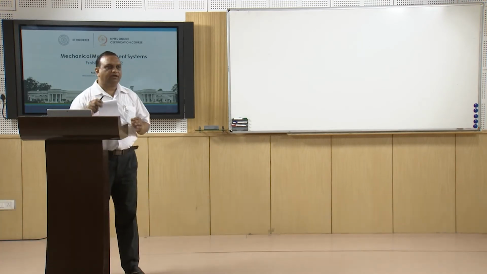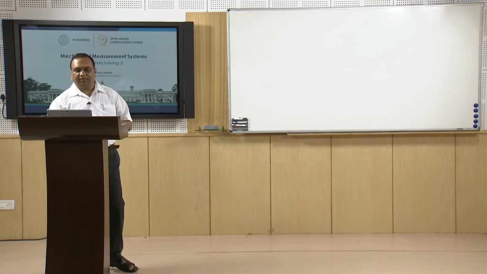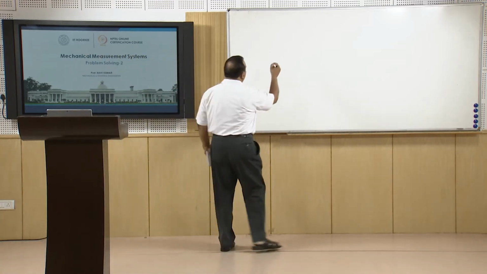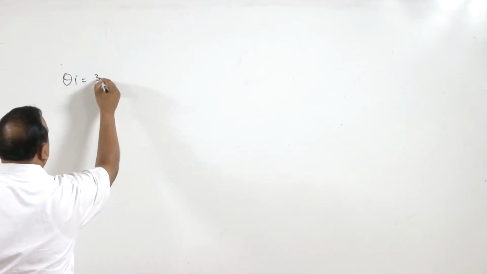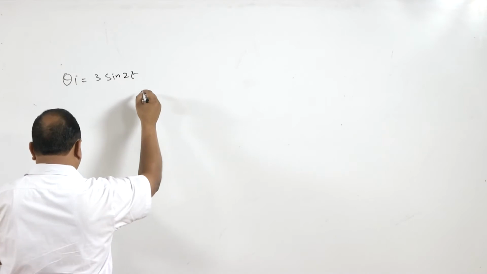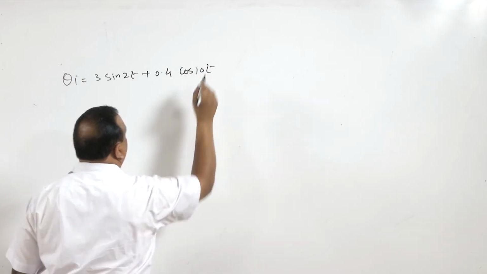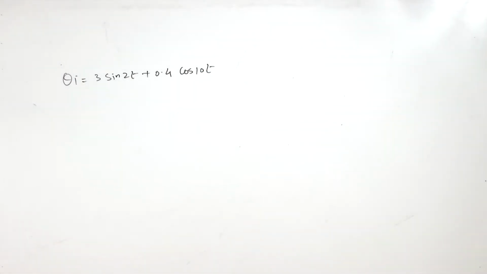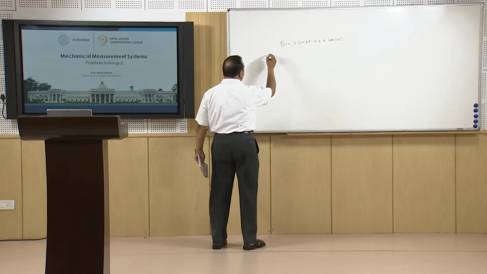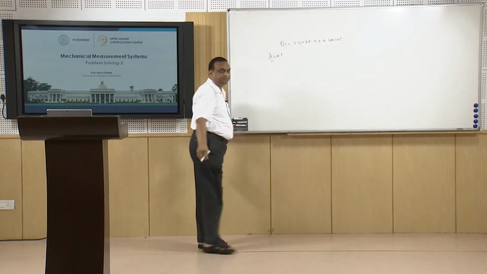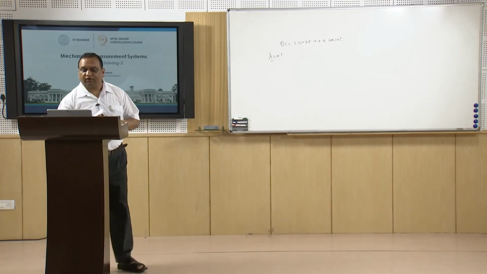Now starting with the numerical based on the first order system, the statement of the numerical is: a signal described by the relation theta_i is equal to 3 sine 2t plus 0.4 cos 10t. This is the input signal. It requires to be measured by using a first order system having a time constant of 0.1 second. So lambda is 0.1. Develop an expression for the corresponding output.